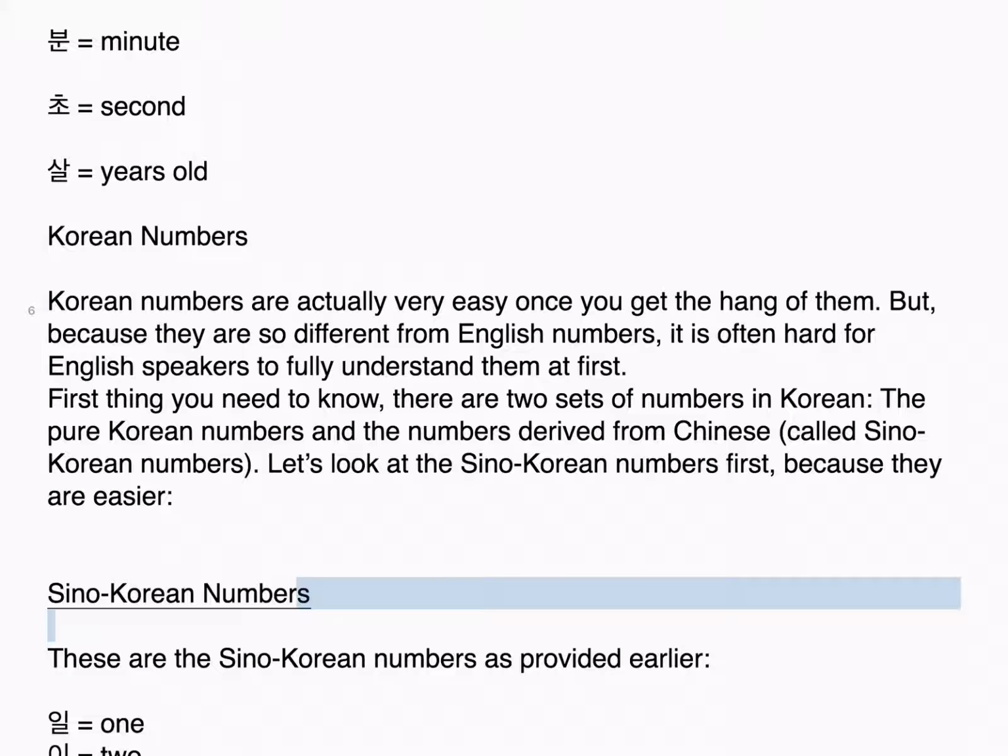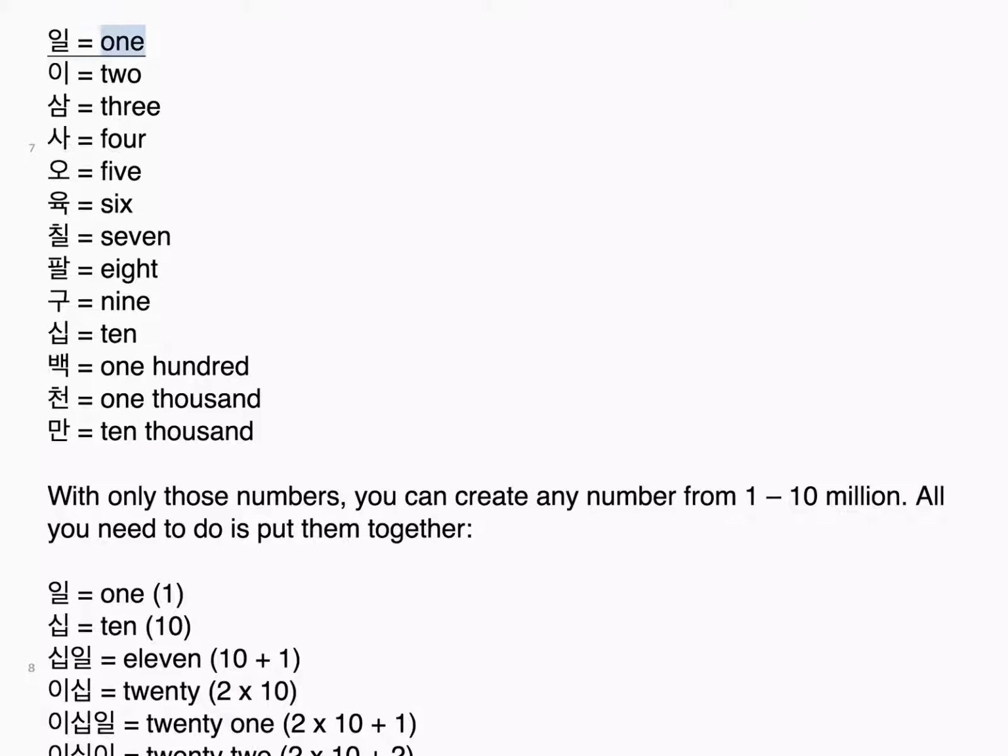Sino-Korean numbers. These are the Sino-Korean numbers as provided earlier. 일, 이, 삼, 사, 오, 육, 칠, 팔, 구, 십, 백, 천 (1000), 만 (10,000). With only those numbers, you can create any number from 1 to 10 million. All you need to do is put them together.